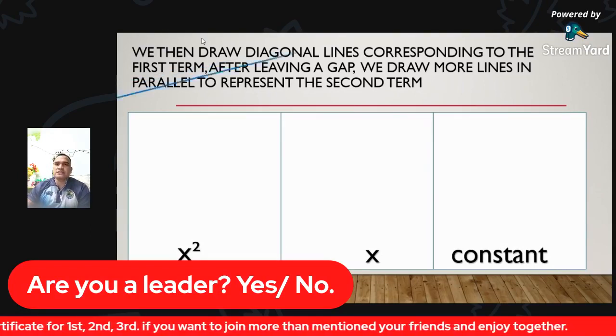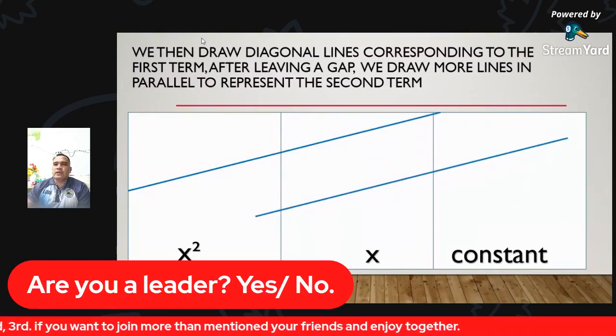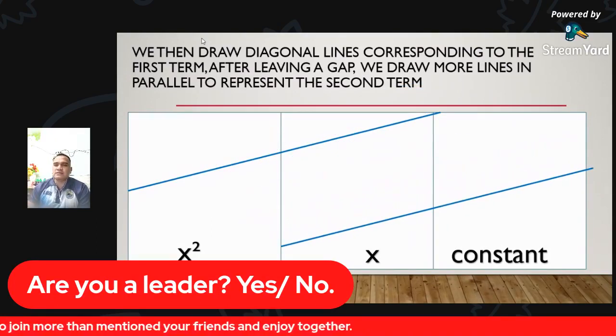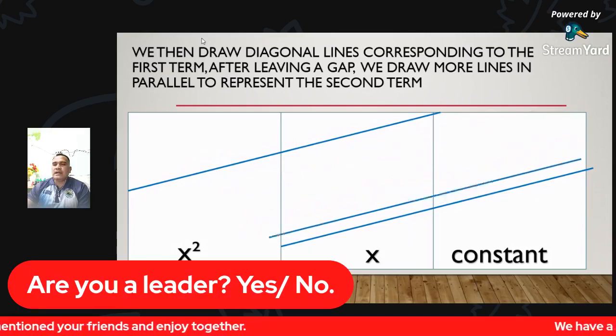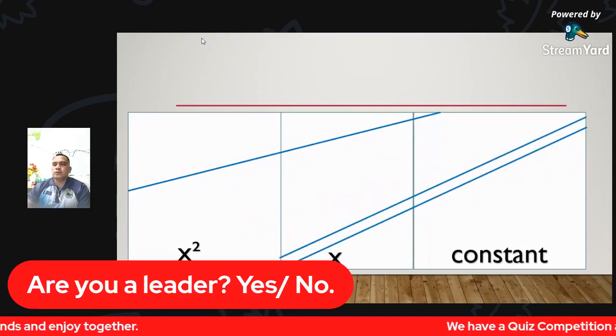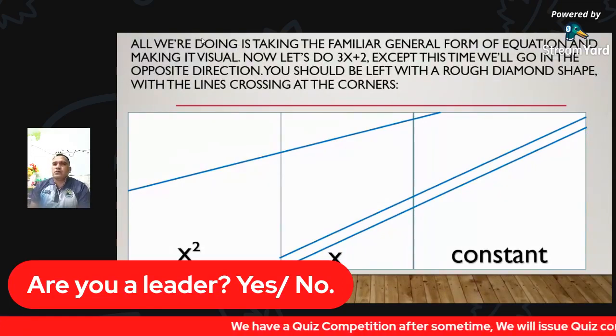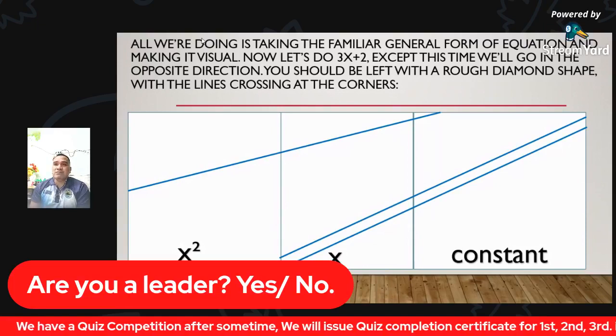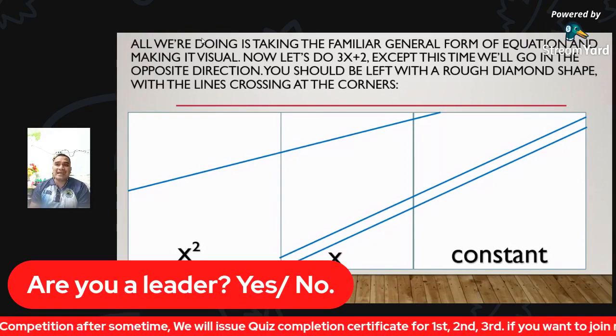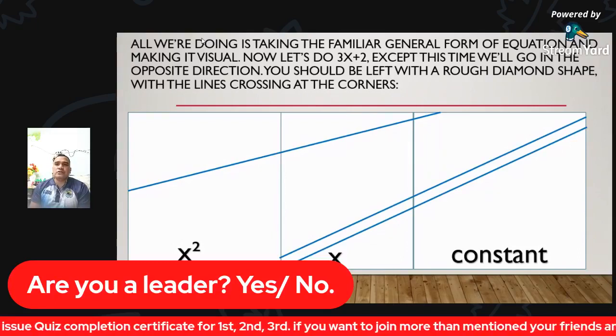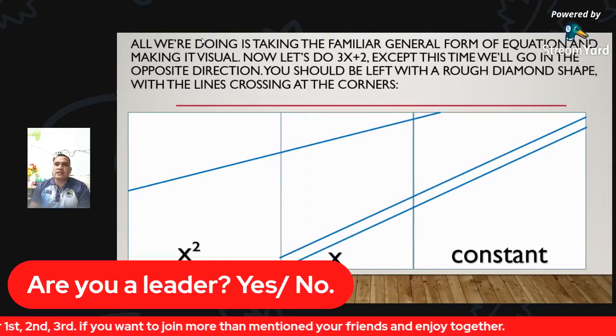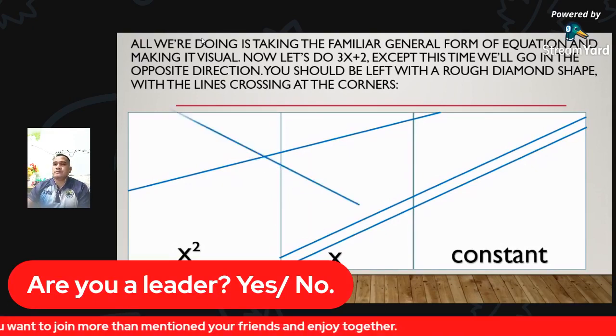So let's try this. First, we have x plus 2. So all we're doing is taking the familiar general form of equation and making it visual. Now let's do 3x plus 2, except this time we'll go in the opposite direction. You should be left with a rough diamond shape with the lines crossing at the corners.